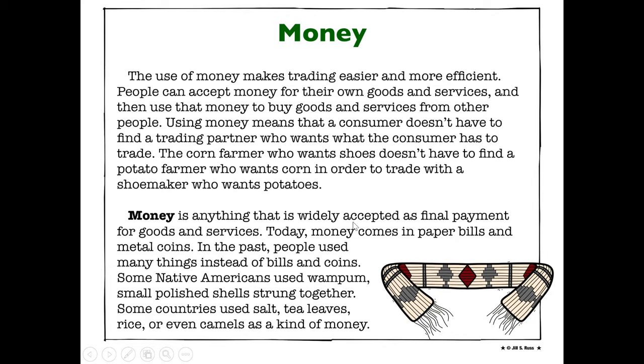Money is anything that is widely accepted as final payment for goods and services. Today, money comes in paper bills and metal coins. In the past, people used many things instead of bills and coins. Some Native Americans used wampum, which was small polished shells strung together as money. Some countries used salt, tea leaves, rice, or even camels as a kind of money. So it's kind of a way of even trading. I'll give you 3 tea leaves for this.